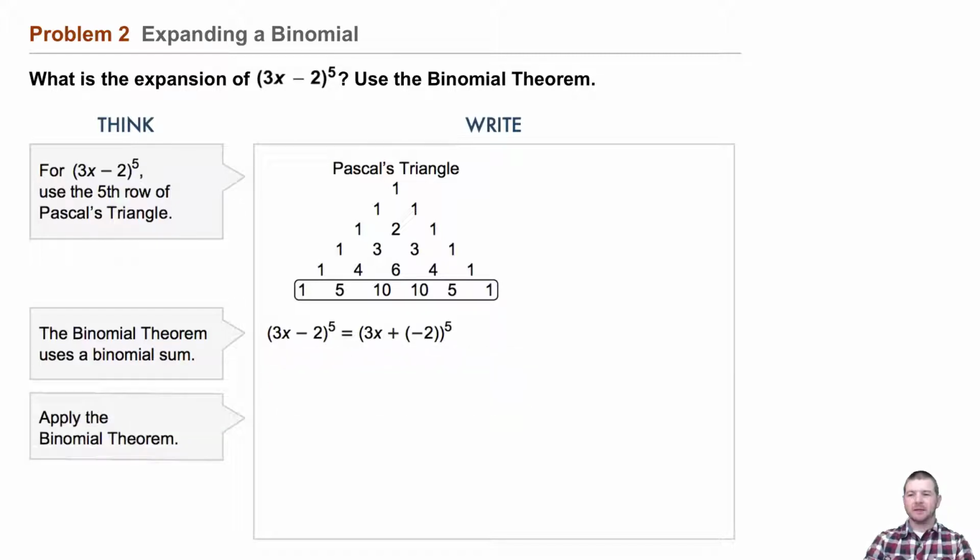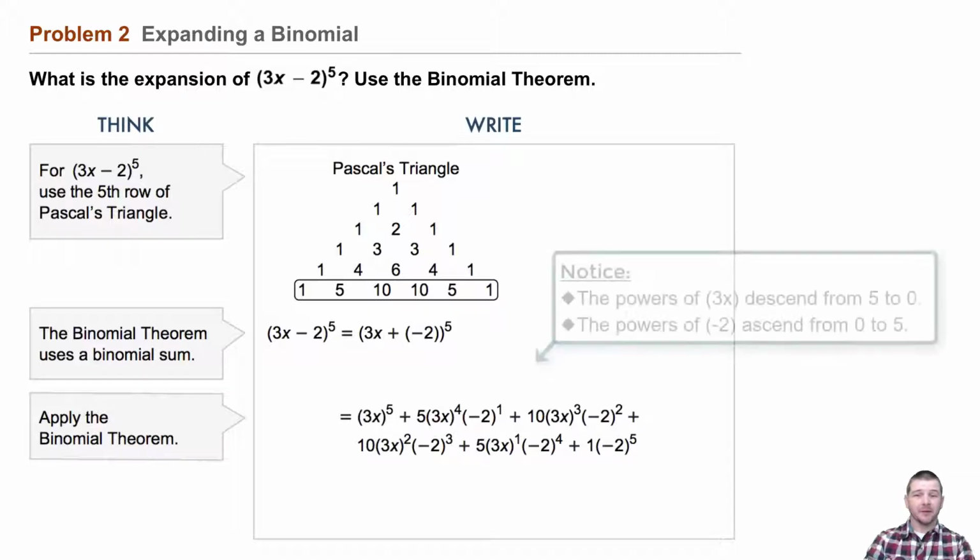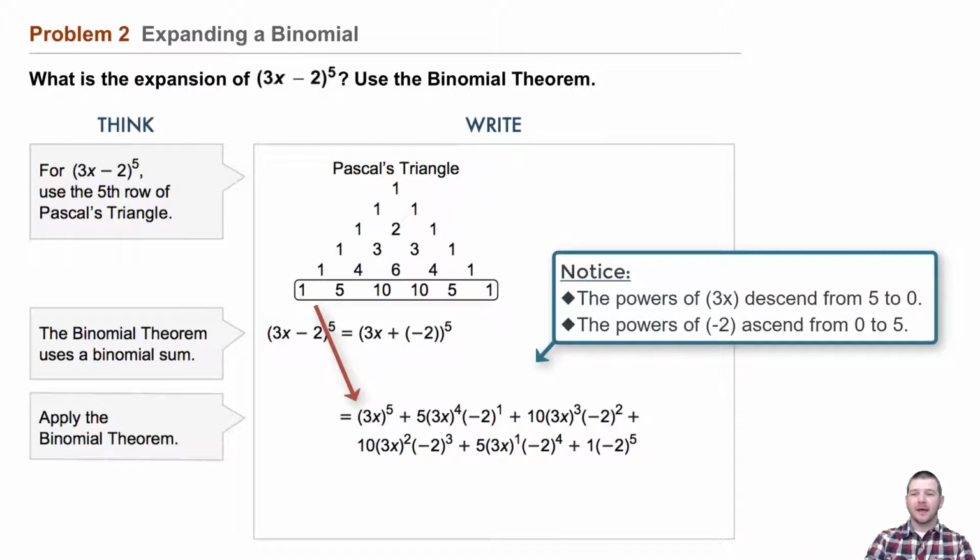Then think, apply the binomial theorem, and apply the binomial theorem as you write that the expression equals 3x to the 5th plus 5 times 3x to the 4th times negative 2 to the 1st power plus 10 times 3x to the 3rd times negative 2 squared plus 10 times 3x squared times negative 2 to the 3rd power plus 5 times 3x to the 1st power times negative 2 to the 4th power plus 1 times negative 2 to the 5th power.